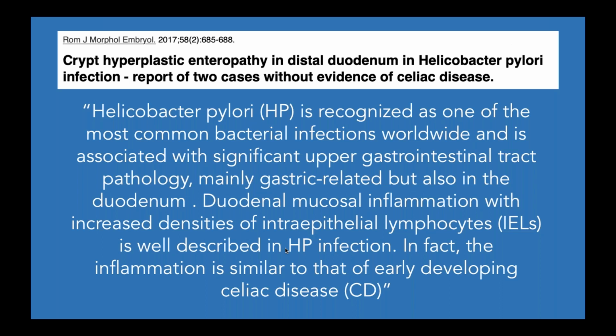This next article is titled Crypt Hyperplastic Enteropathy and Distal Duodenum in H. pylori Infection, report of 2 cases without evidence of celiac disease. And in the article, they say Helicobacter pylori is recognized as one of the most common bacterial infections worldwide, associated with a significant upper GI tract pathology, mainly gastric related, but also in the duodenum. Duodenal mucosal inflammation with increased densities of intraepithelial lymphocytes is well described in Helicobacter pylori infection. In fact, the inflammation is similar to that of early developing celiac disease.